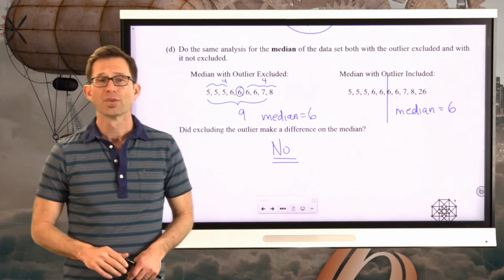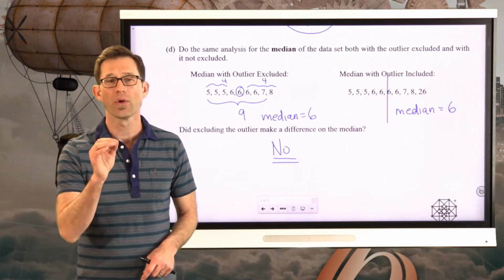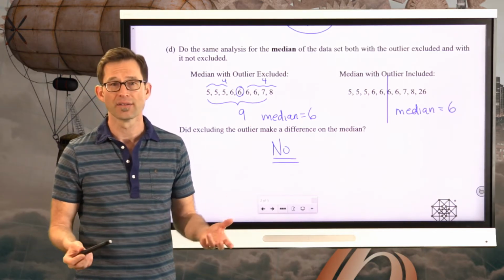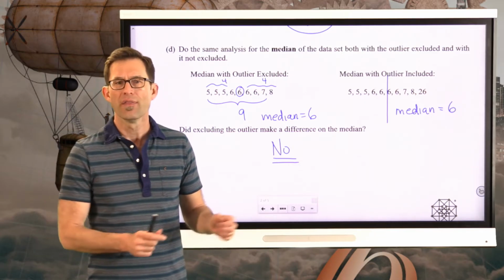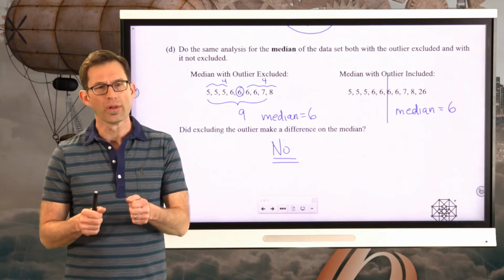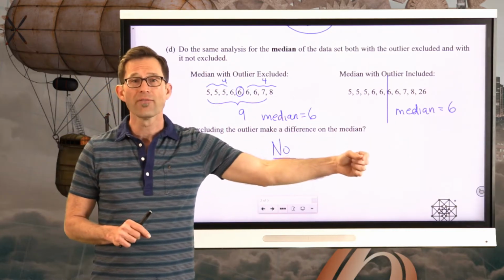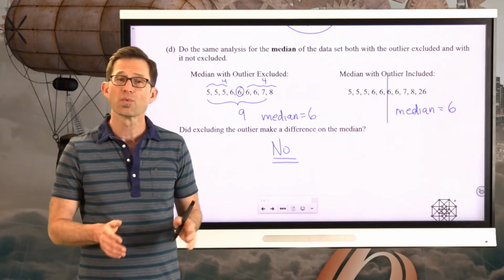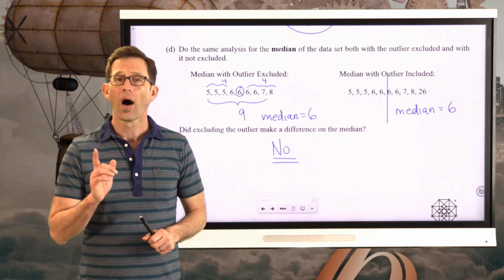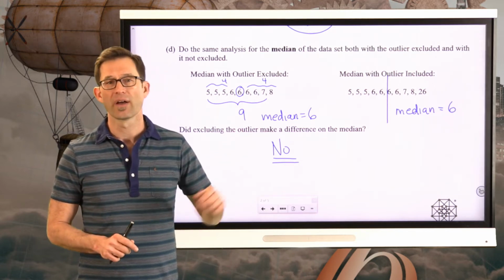All right. So what's the big picture here? Outliers are very unusual data points that lie in a data set. And they can really throw the mean off, the average off. They can either make it higher than it really should be, as it was in this case, because we had a very high valued outlier, or it can make it lower than it should be because we have a very low outlier. On the other hand, outliers have hardly any effect on the median.